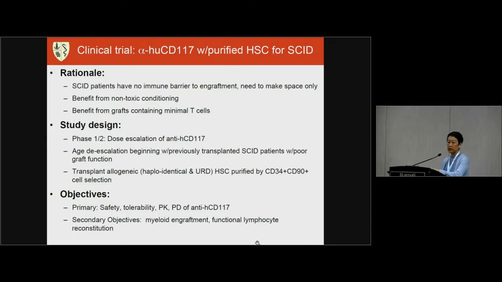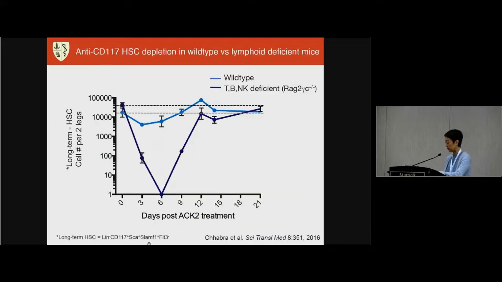And the trial is open to haploidentical as well as unrelated donor transplants. So the primary objectives are safety and tolerability. We're looking at the PK, and we're looking at depletion in the bone marrow. And the secondary objectives are to see if we can get true myeloid engraftment and lymphocyte reconstitution.